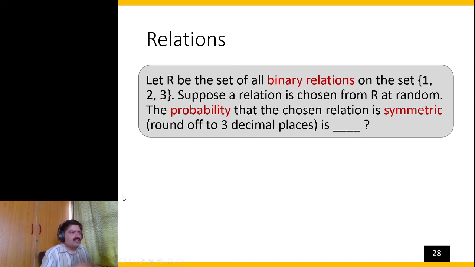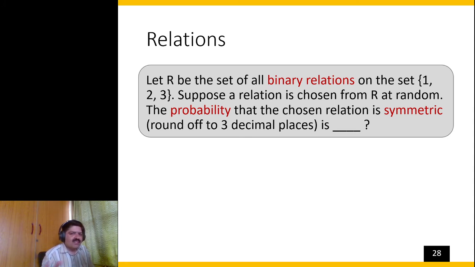Let R be the set of all binary relations on the set {1, 2, 3}. Let's say set A equals {1, 2, 3}, and I'm interested in all binary relations on this set. So meaning 1R1, 1R2, 1R3, and so on could be in R. Suppose a relation is chosen from R at random. The probability that the chosen relation is symmetric is what?